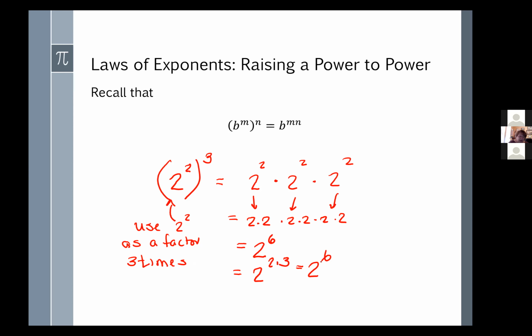So now if we have variables, let's say we have x to the third being raised to the fourth power. Well, by law, I can multiply those two exponents together. So this is x to the 3 times 4, which is x to the 12th. So I can raise a power to a power by multiplying the exponents. Okay?